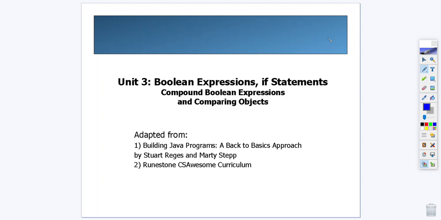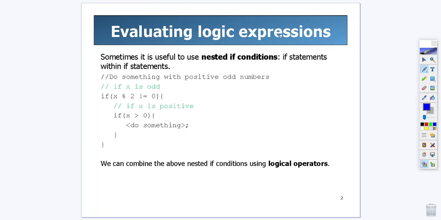You recently learned about Boolean expressions, and these Boolean expressions evaluate to true or false. You can use these results inside conditional statements, so an if statement, an if else statement, an if else if, etc. Today we're going to learn how we can combine Boolean expressions into a compound expression, and how we can also compare objects. So first, let's see what we did last time.